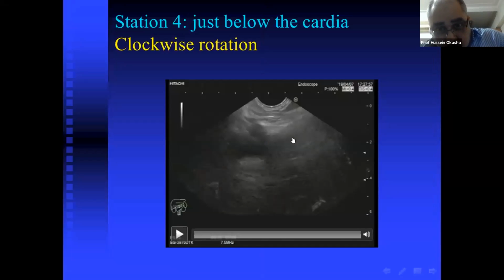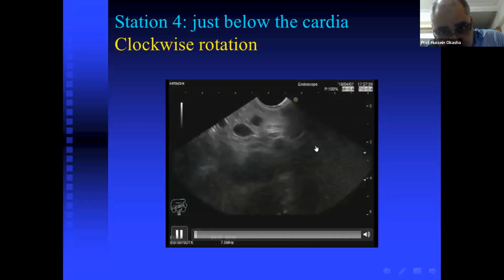Video. When I locate the major vessels of the aorta just below the cardia, I should do clockwise rotation to go to the body and the tail of the pancreas and the left kidney, left suprarenal, and the spleen, and then back to the aorta and do anti-clockwise rotation to see the head and the uncinate process of the pancreas.